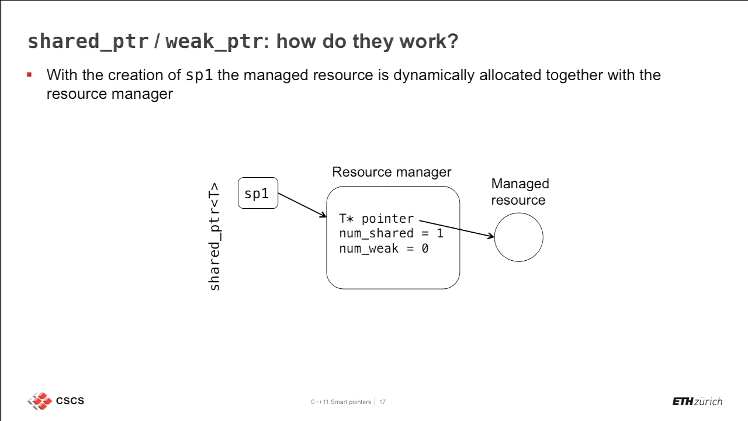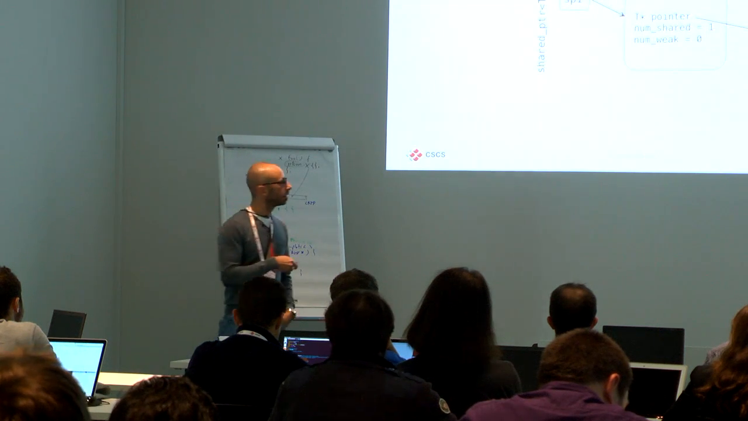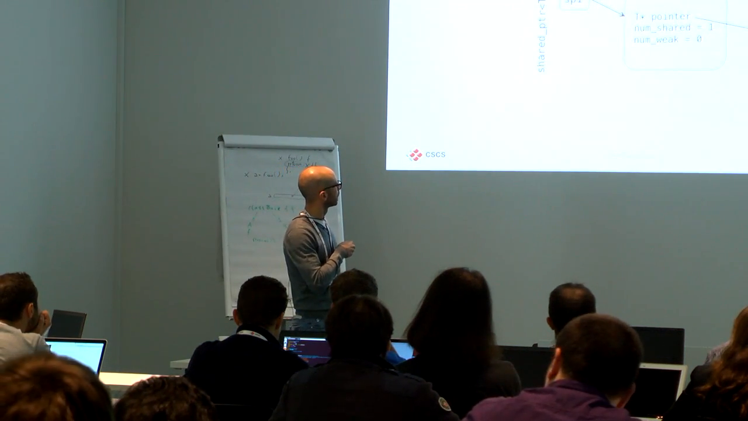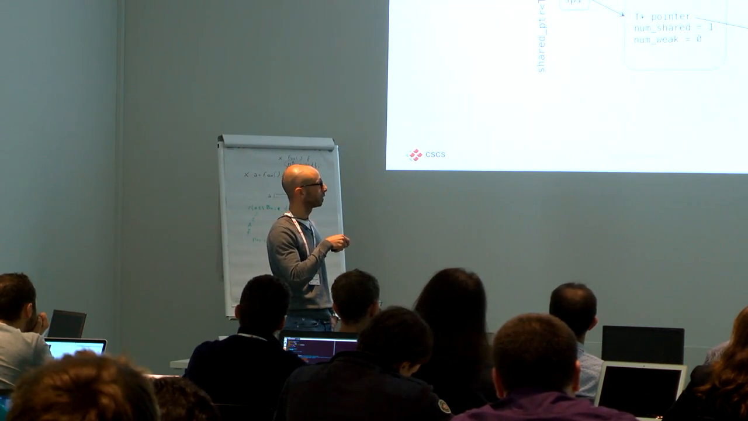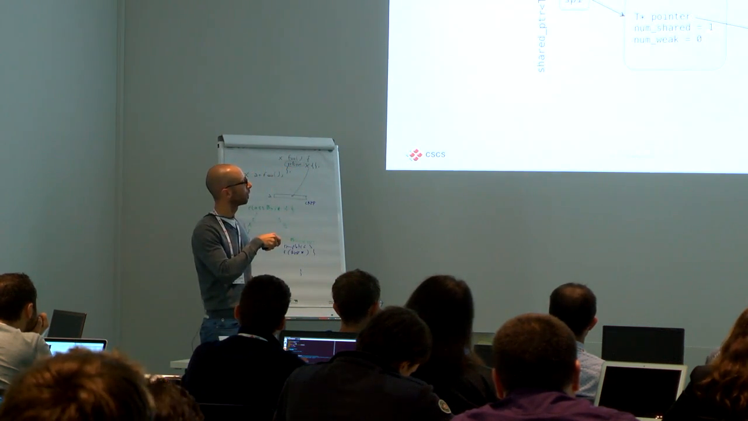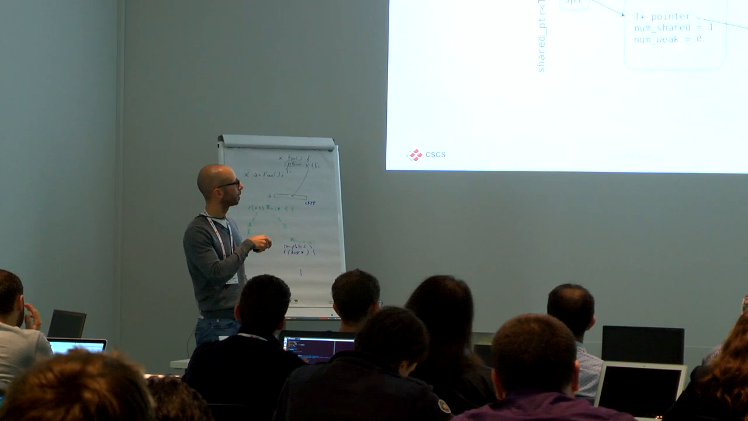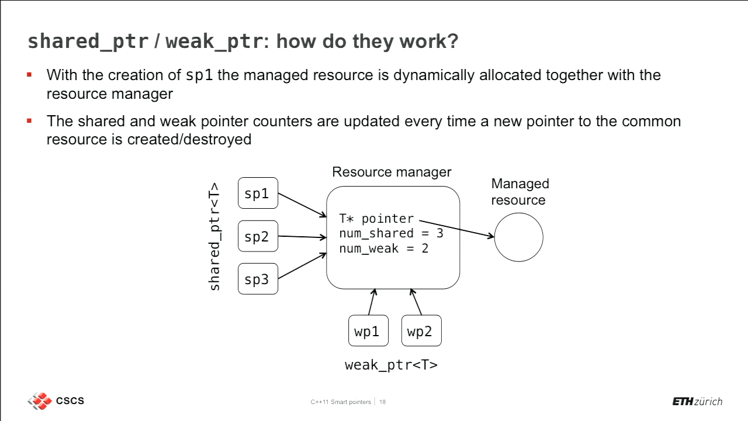So just to give you an idea of how things work, let's make a small example that more or less corresponds to our initial main case. We start with a single shared pointer. As I told you, this corresponds to the creation of the resource manager and to the allocation of the managed resource. So in this case, the number of shared pointers is 1. We don't have any weak pointer, so this variable is 0. And then we have the raw pointer that points to the managed resource. If we follow our initial example and start to create other shared pointers, yes, this is right, okay.